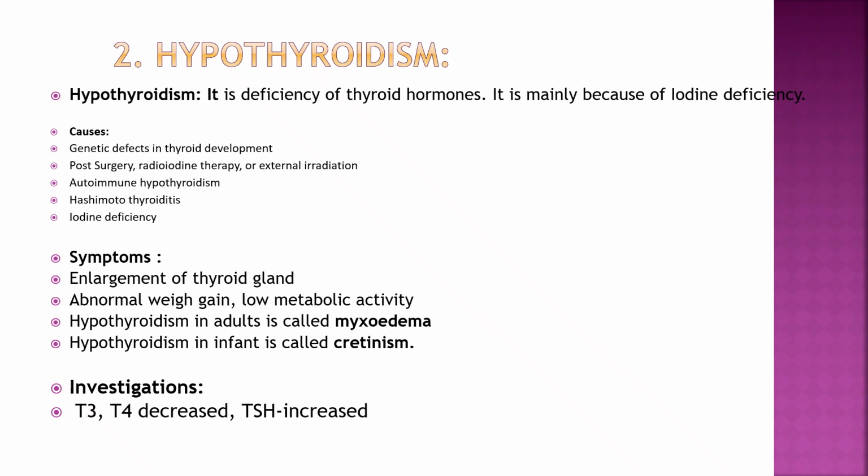And the symptoms are enlargement of the thyroid gland, abnormal weight gain, low metabolic activity, then you can see in this picture dryness of the skin, high cholesterol level, poor concentration and memory, muscle weakness, generalized fatigue and unexplained weight gain. The investigations done are T3 T4 decreased and TSH increased. Hypothyroidism in adults is called myxedema, and hypothyroidism in infants is called cretinism, and we will see these two conditions in detail in the coming slides.